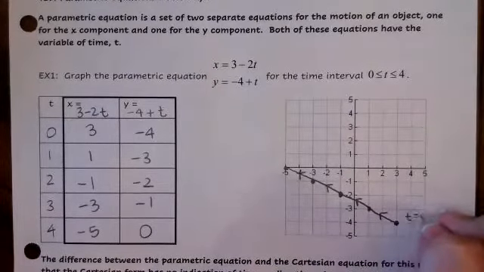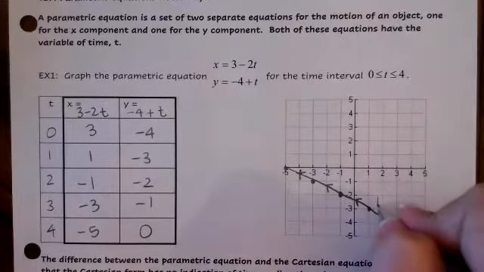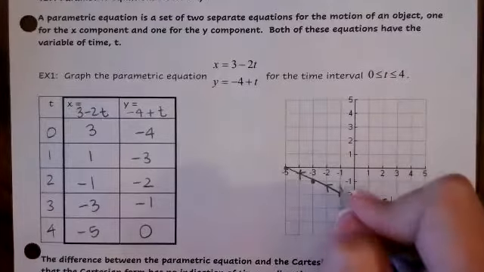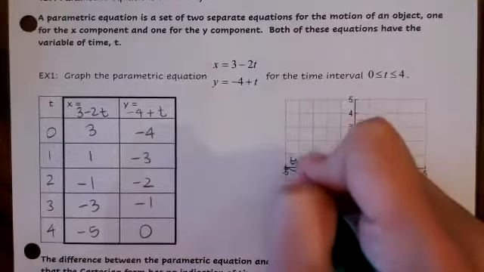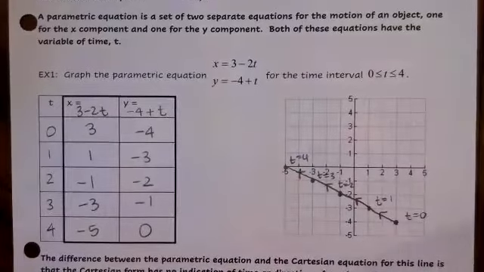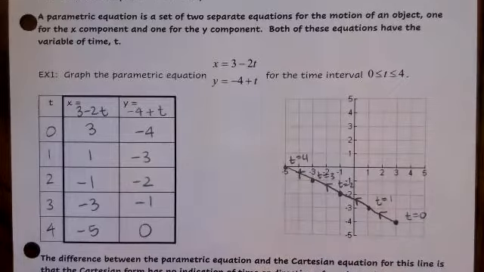That means that when t was equal to 0, we were at 3 horizontally and -4 vertically. When t was equal to 1, it gave us this point. When t was equal to 2, t equals 3, and then t is equal to 4. So that's what that means there. When you draw this, you do connect the points and put our arrows here showing its direction.